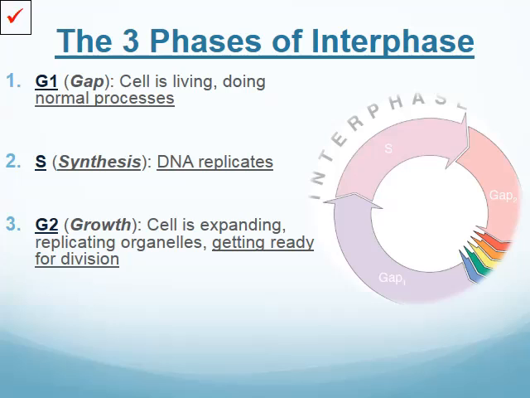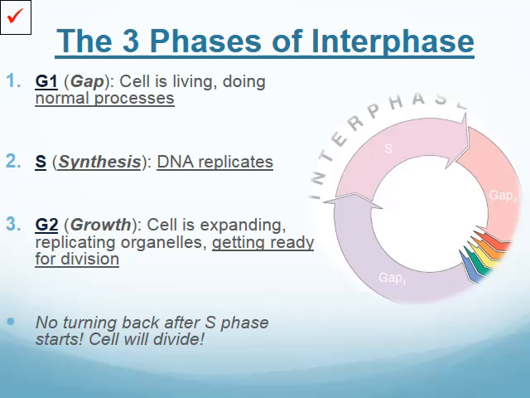So by the time we're done with the S and G2 phase, basically what we have is a cell that has double all the organelles and double the genetic material. We do this to make sure that each cell created during mitosis has the correct number of organelles, DNA, and, well, everything else that it needs to go ahead and survive. As soon as the S phase starts, there's no turning back. The cell is without a doubt going to go ahead and divide.